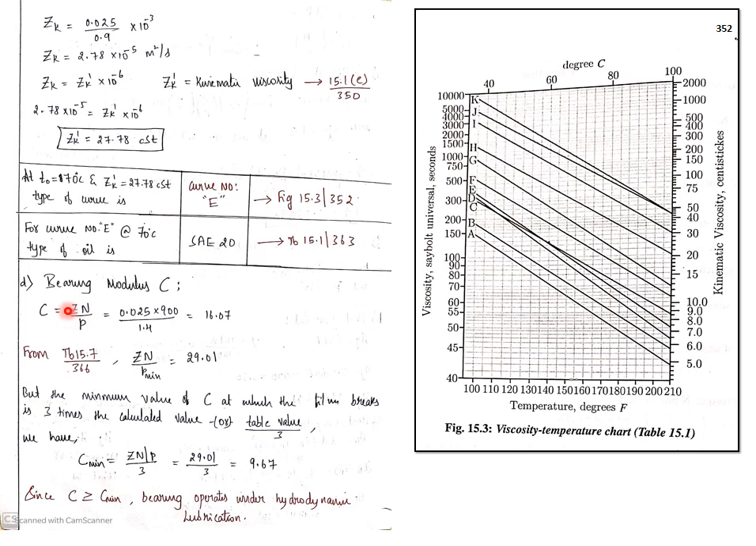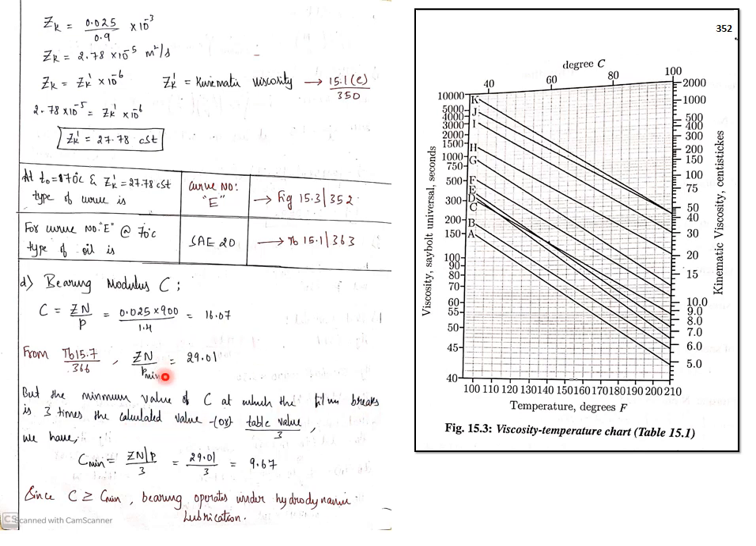Next is bearing modulus C. Bearing modulus, as you all know, is Zn by P. First find the value of Zn by P. You know the values of Zn and P, so that is 16.09. But from the table, the minimum value of bearing modulus Zn by P is 29.01. The minimum value of C at which the film breaks is 3 times the calculated value.